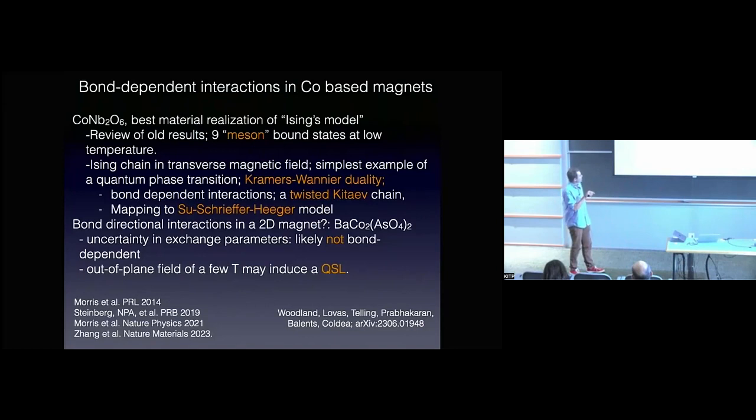And then if I have time, which I probably won't, I'm just going to barely touch on the work that we've done in barium cobalt arsenic, which we originally wanted to think of as a two-dimensional version of the Ising bond-dependent interactions that we find in the 1D compound. It's most likely not, but perhaps some way forward can be seen there for possibly realizing systems that do have strong bond-dependent interactions.